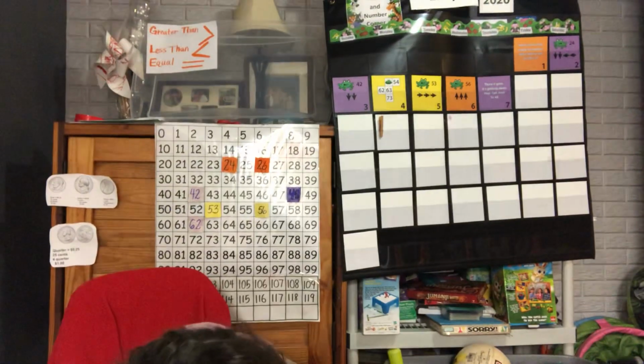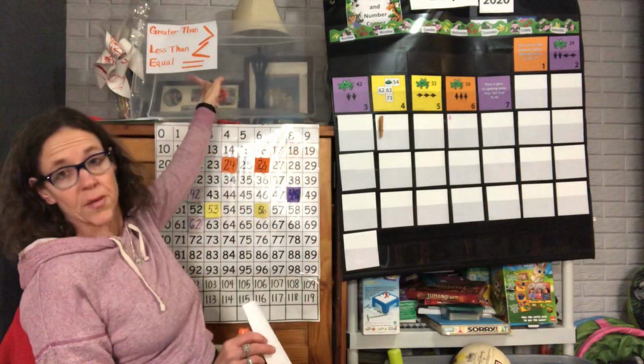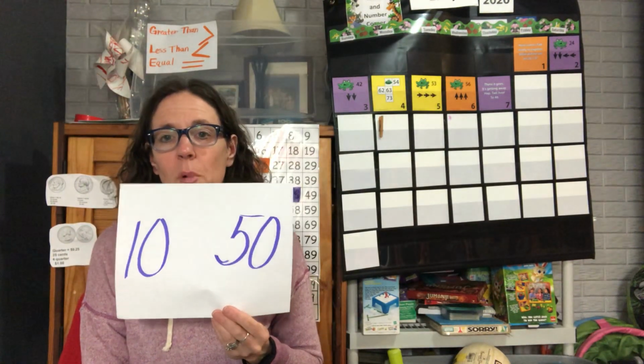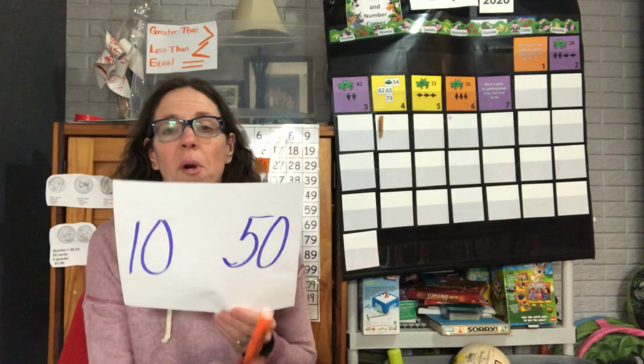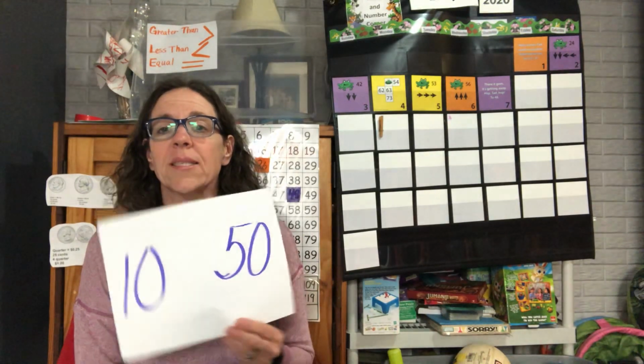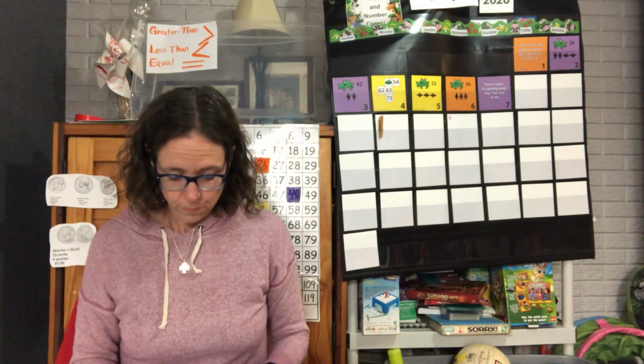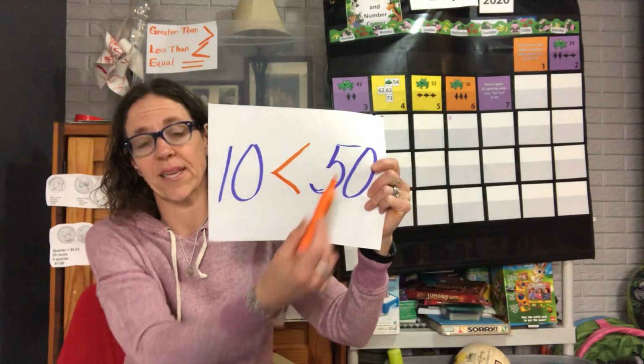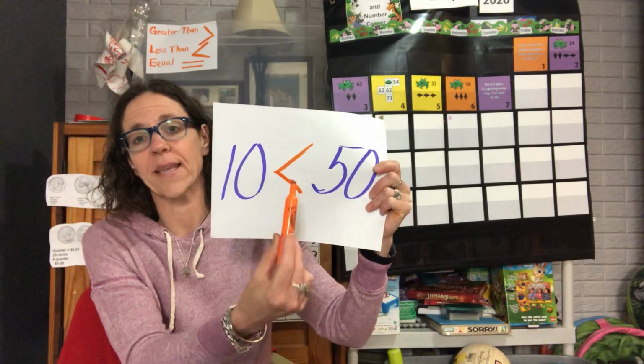Okay, so a couple examples really quick. Our signs from the other day, greater than, less than, or equal to. I have 10 Pokemon cards. Aiden's got 50 Pokemon cards. Who's got more? You are right, Aiden has more, he has 50. So I need a less than sign. And I make a less than sign by making sure that the mouth is open to the 50 and the less part is to the 10, the greater part is to the 50. This is a less than sign. 10 is less than 50.